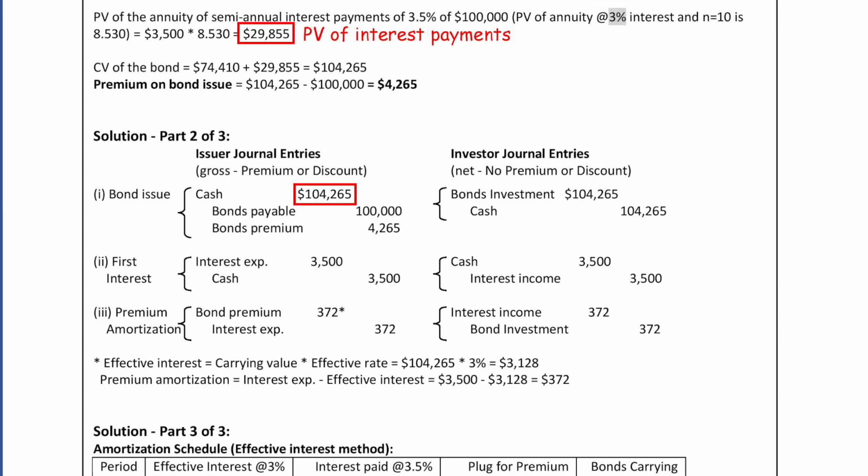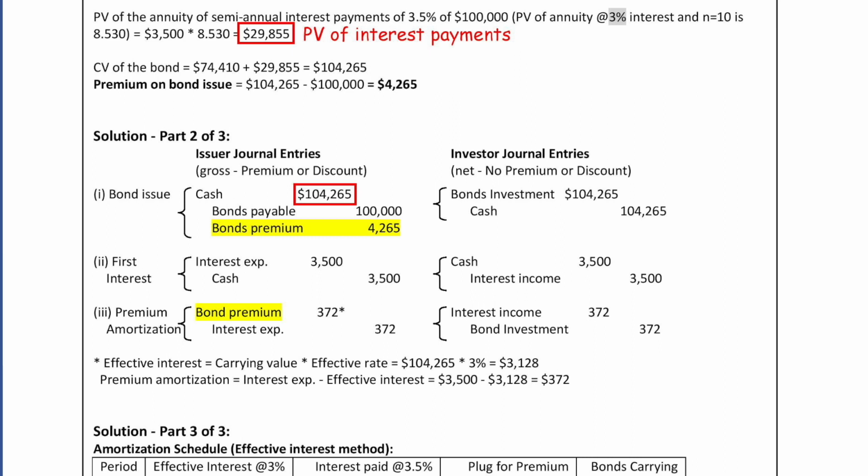Now this is more than the amount printed on the bond, the face value of the bond of $100,000. That's called, highlight, bond premium of 4,265. Now this premium would need to be amortized over the life of the bond. So we're going to amortize by debiting bond premium. Highlight bond premium debit, and the credit would be to interest expense. So the amortization of bond premium would help us reduce the interest expense over the life of the bond.